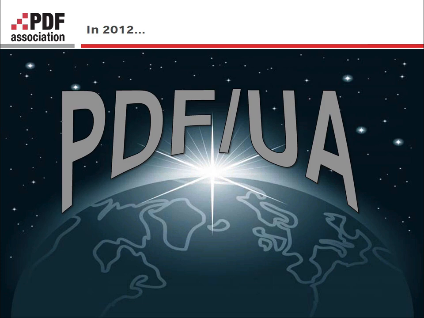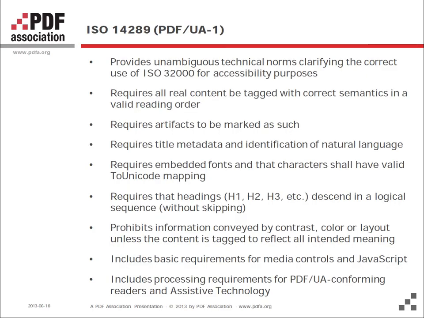In 2012, the International Standard for Accessible PDF came out. And PDF/UA-1, as will be discussed later on today, so I'm actually not going to dwell on it right now, provides a variety of unambiguous technical norms clarifying the correct use of ISO 32000 for accessibility purposes. And more on this will be discussed later on today.